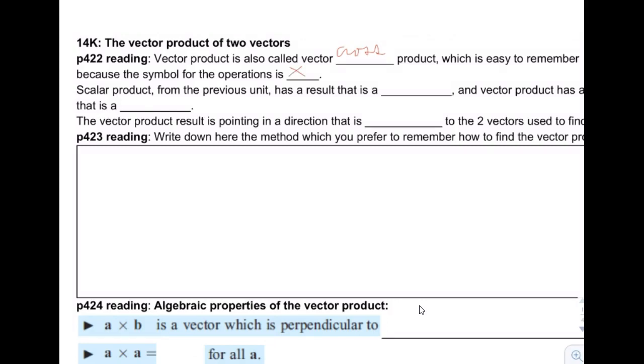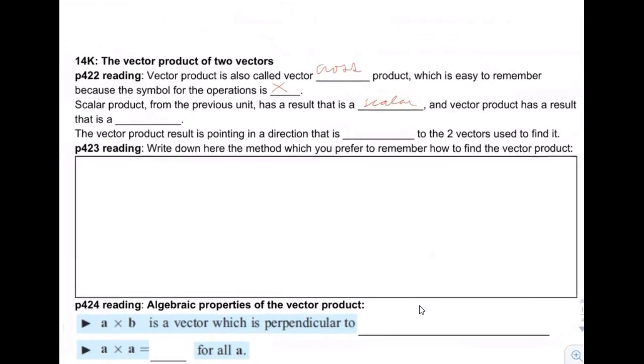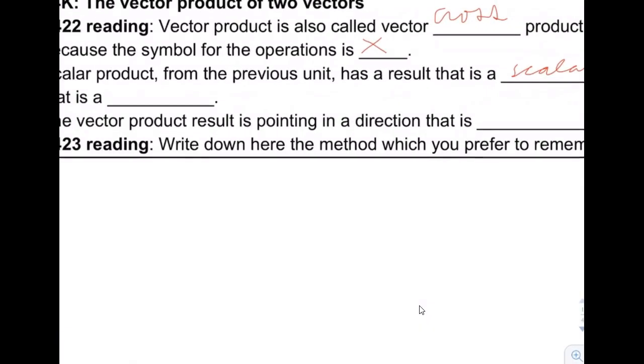In fact, this is one of the reasons why you should not use the third grade multiplication sign for advanced math, because it's used for cross product also. Scalar product from the previous unit has a result that is a scalar, and vector product has a result that is a vector.